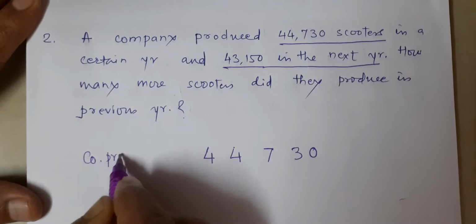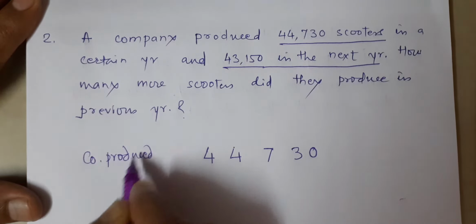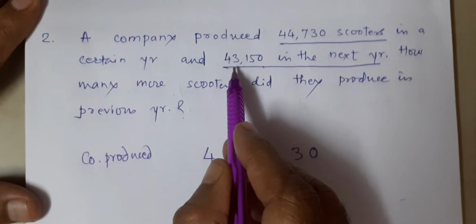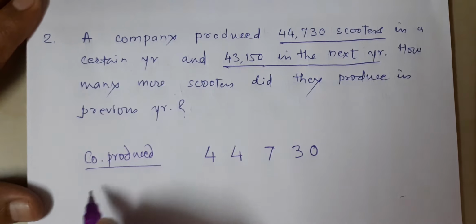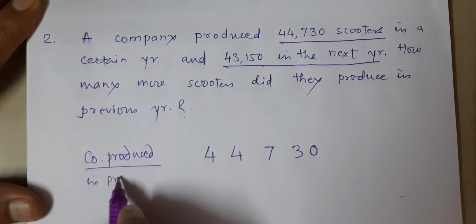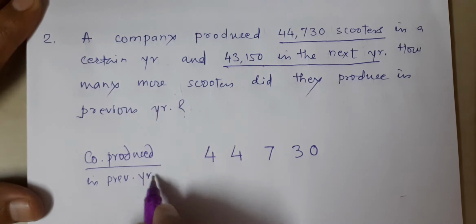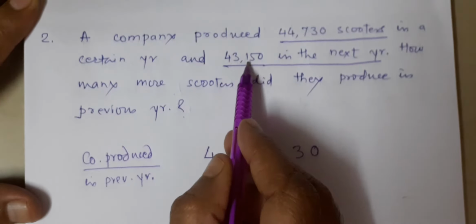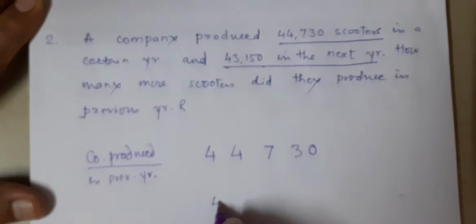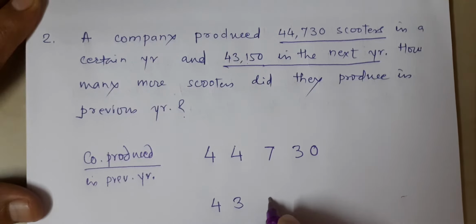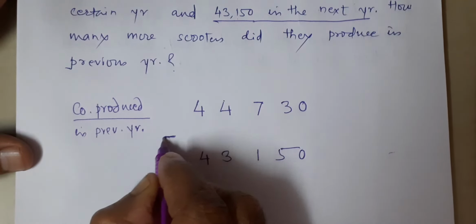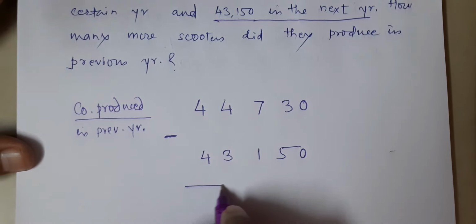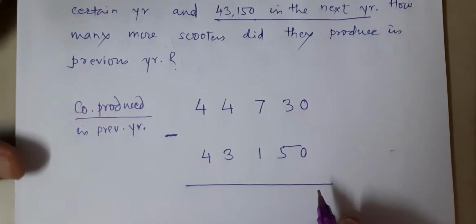The company produced that in the previous year, and 43,150 in the next year. So we have to subtract this amount and see what the subtraction is.